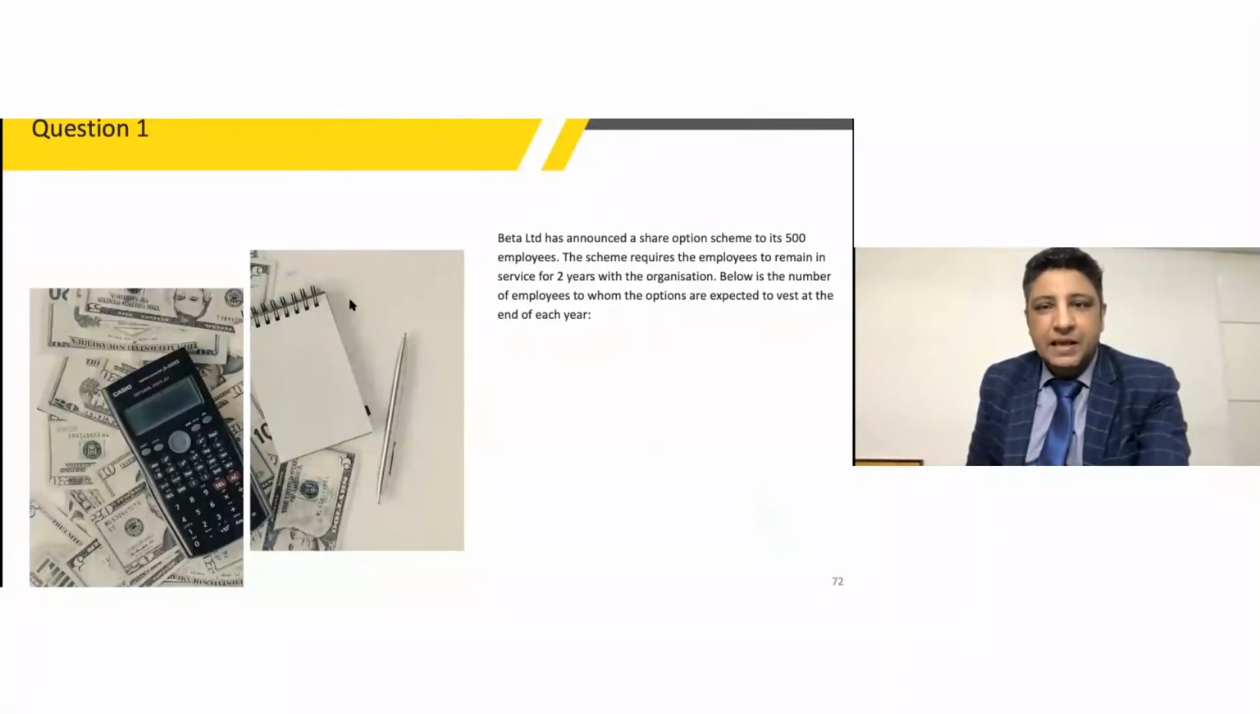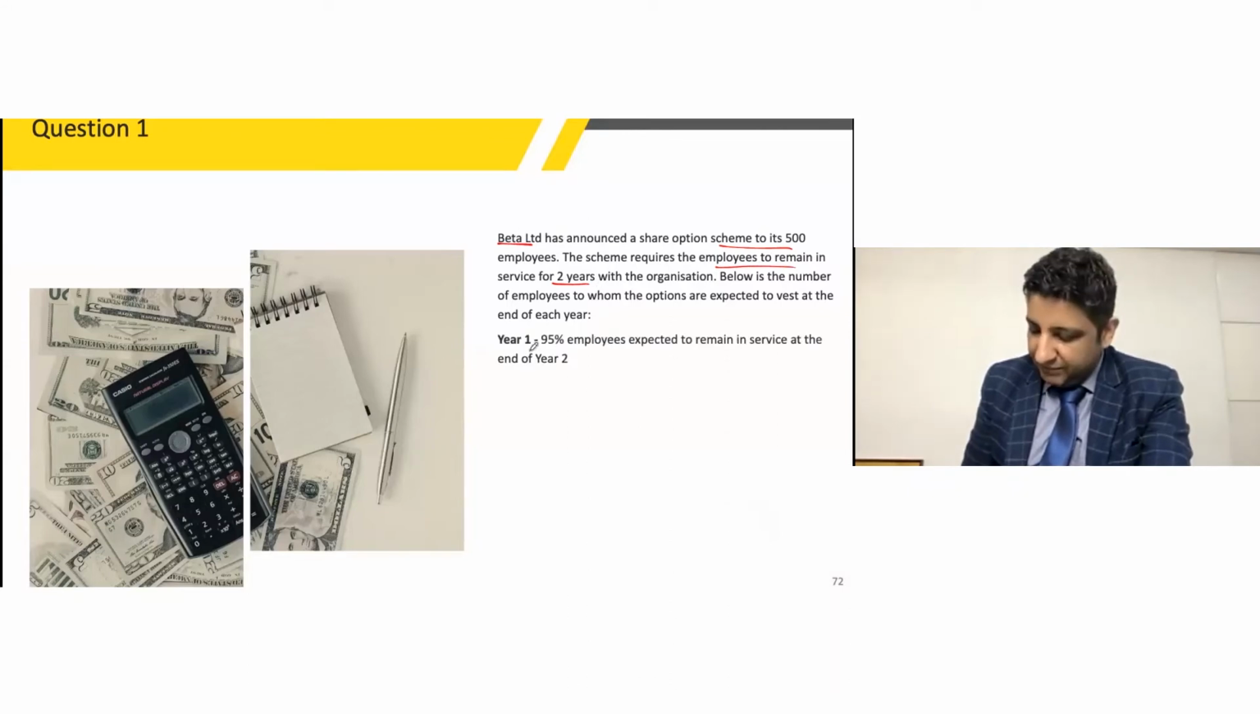It says that Beta Limited has announced a share option scheme to 500 employees. The scheme required the employees to remain in service for 2 years with the organization. Below is the number of employees to whom the options are expected to vest at the end of each year. At the end of year one, it's expected 95% people would remain in service up to the end of year two. And during year two, it is understood that 90% of employees actually remain in service at the end of year two.